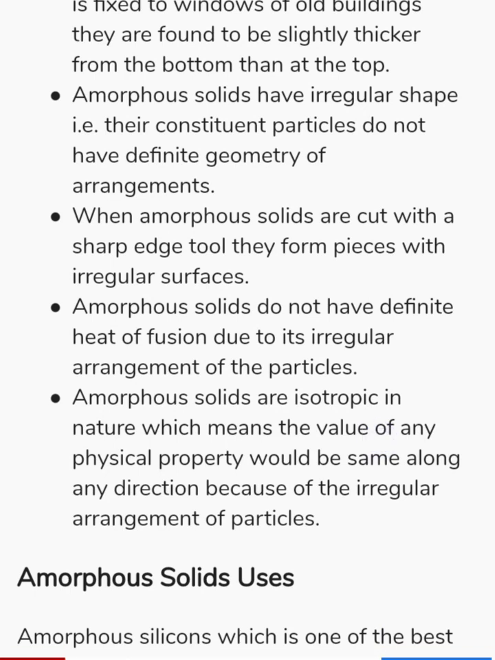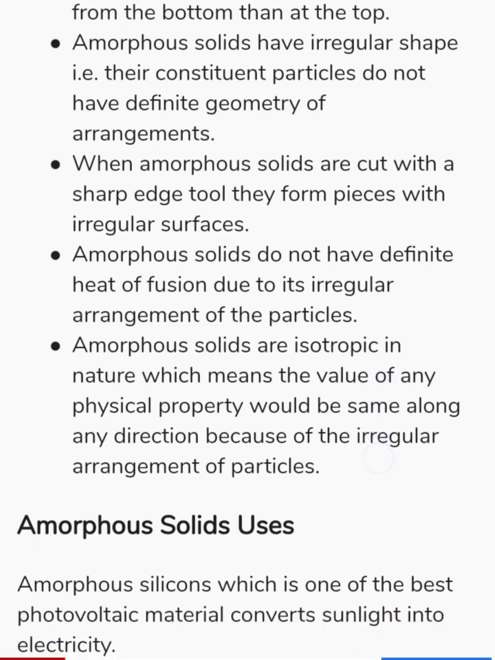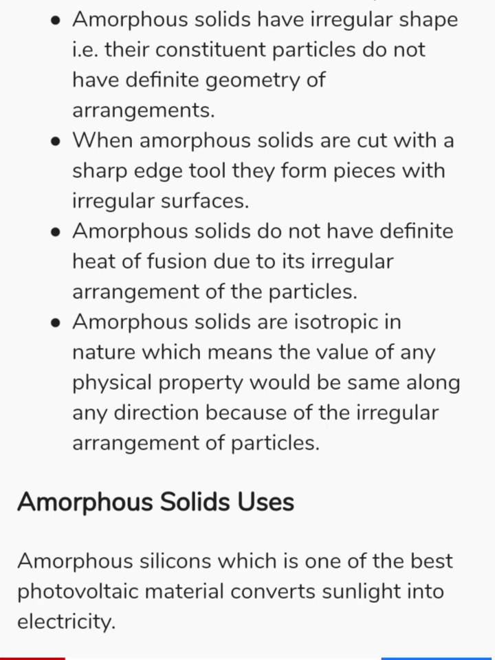Amorphous solids have an irregular shape. Their constituent particles do not have a definite geometry of arrangement. When amorphous solids are cut with a sharp-edged tool, they form pieces with irregular surfaces. Amorphous solids do not have a definite heat of fusion due to the irregular arrangement of the particles. Amorphous solids are isotropic in nature, which means the value of any physical property would be the same along any direction because of the irregular arrangement of particles.